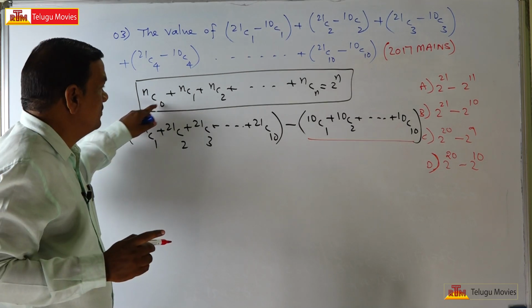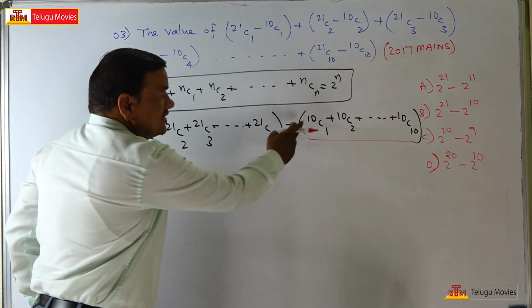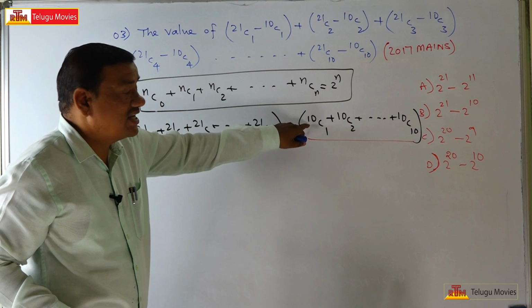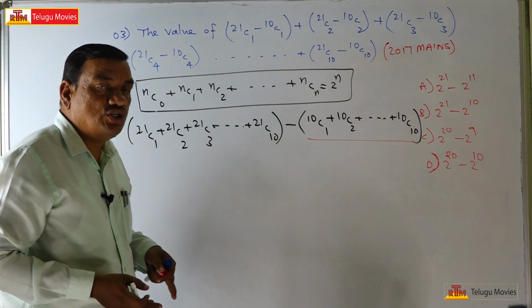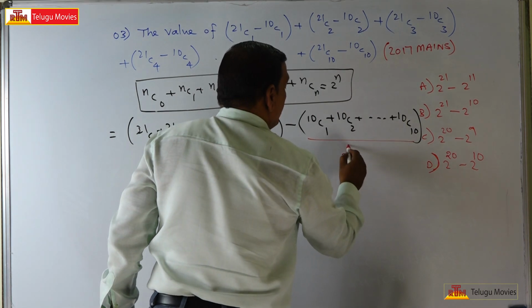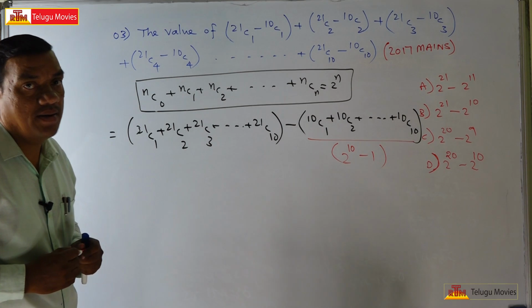NC0 value is 1. From this it started NC1, NC2, so on up to NCn. That means 10C1, 10C2 and so on. That means NC0 is not there, that means 10C0 is not there. So 10C0 value is equal to how much? 1. Take that to the other side. So this becomes 2 power 10 minus 1. Okay, very clear.